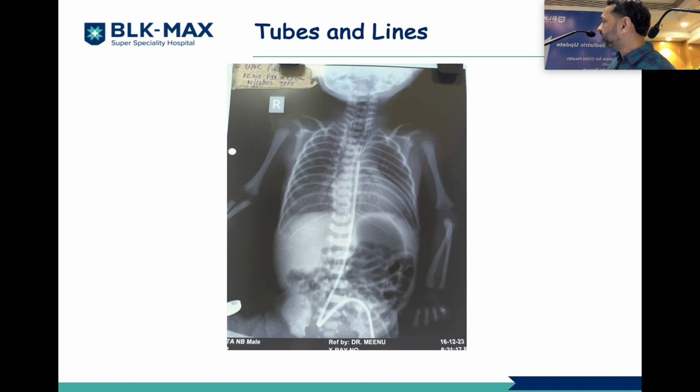Now, the third thing which you should always look for is the tubes and the lines, because most of these patients are in the intensive care units. So you should always look at the position of the tubes. You can see here, there's a coiled tube here. The umbilical catheter, which should ideally be somewhere here at the level of the diaphragm, has gone up. So the positioning of the lines, you can always confirm by reading a good X-ray.